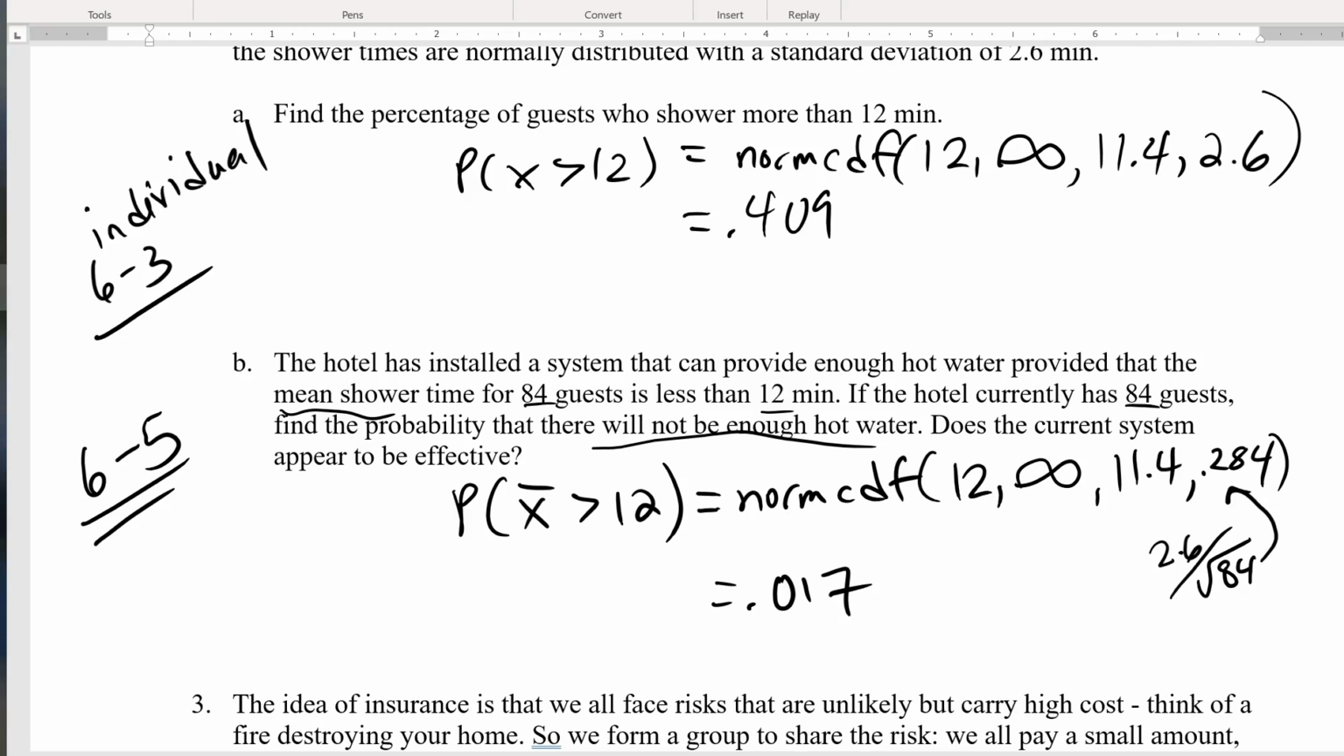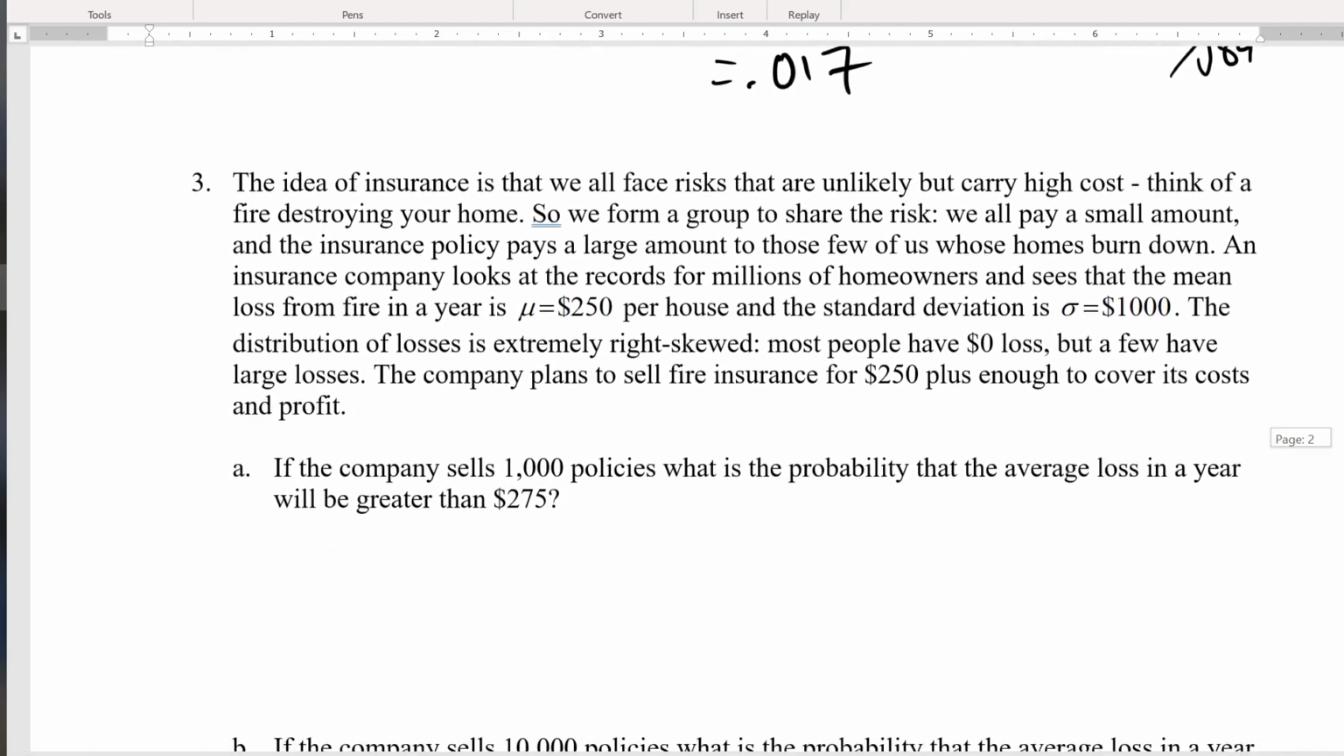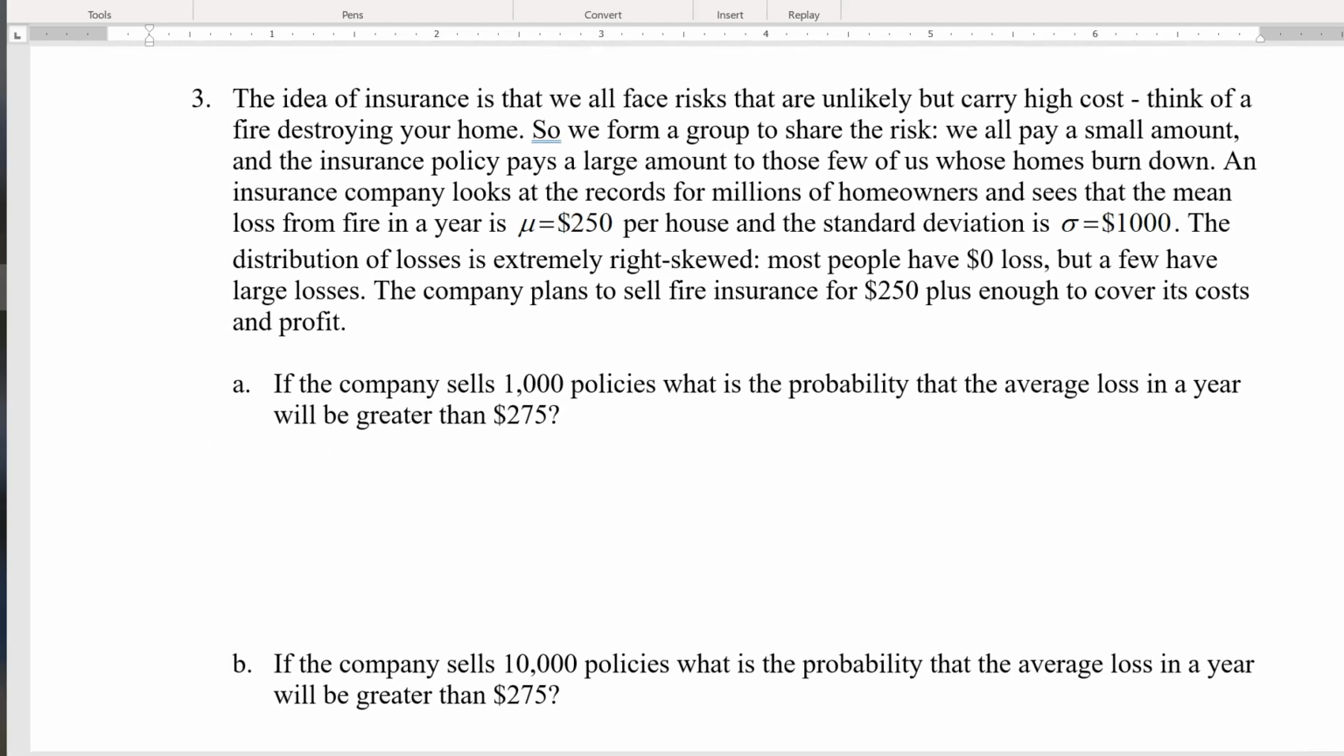So does the current system appear to be effective? Yeah, 2% is pretty low. But if you're a business person, you go, you know what? I don't want the bad reviews. I don't even want that to be 1%. I want that less than 1%. I want this to maybe happen once a year at most. Okay, so that last question is really kind of up to you. Last one, and I love this example. Okay, I love this example illustrating the central limit theorem and the power of our statistics.